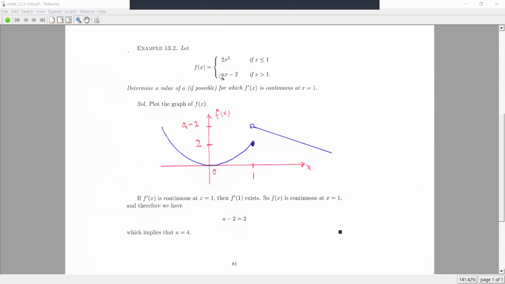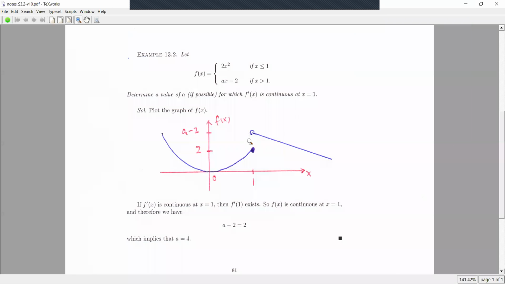Suppose the graph of this guy is this line. I put an open dot here because x is greater than 1. The height of this open dot is plugging 1 in x. The height of the open dot is a minus 2. This is the graph of function f.